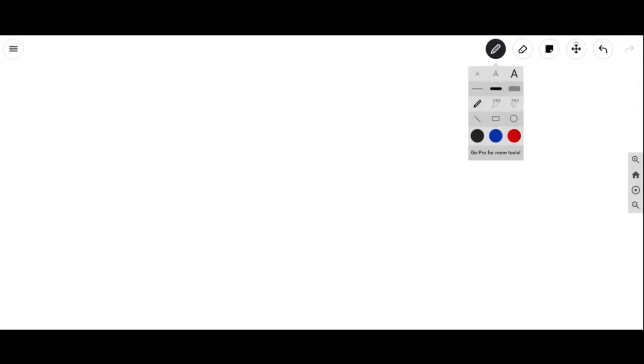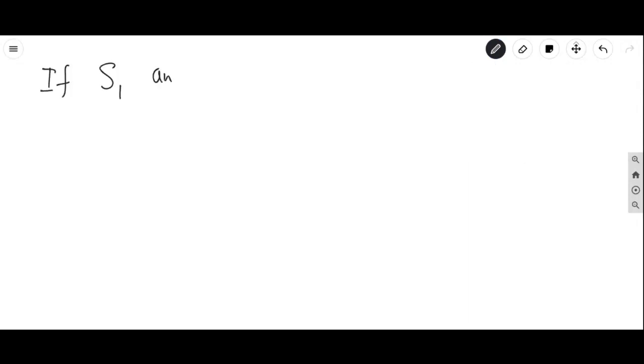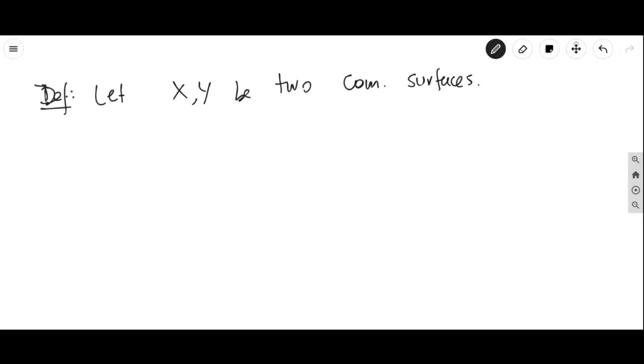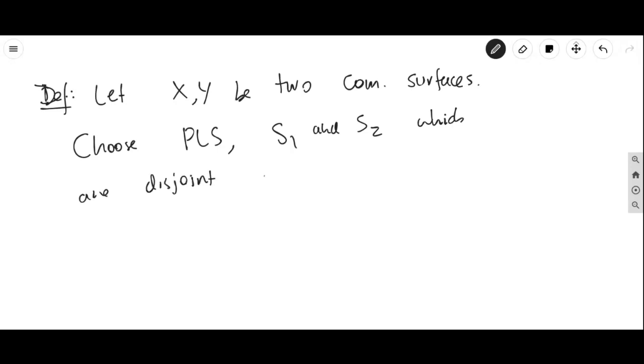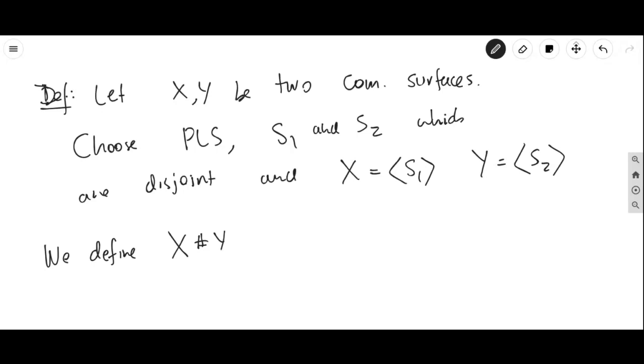So recall what we said. Definition. Let X and Y be two combinatorial surfaces. So we're going to choose proper labeling schemes S1 and S2, which are disjoint. They have no common letters. And the quotient that you get out of S1 is X, and the quotient you get out of S2 is Y. So we define X connected sum Y as the combinatorial surface that you get from just juxtaposing these two words together. So this is the way we define the connected sum.